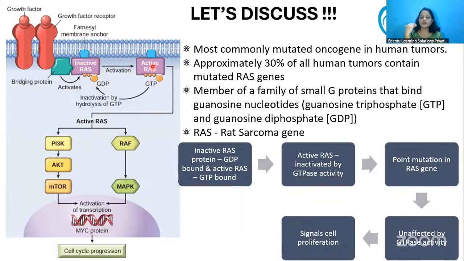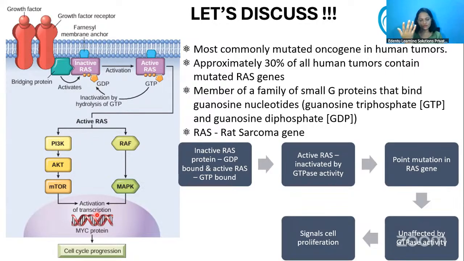But in case some kind of mutation, for example a point mutation, happens in this RAS, then it will get activated and this GTPase cannot degrade this RAS. It will further activate the RAF pathway and the MAPK pathway, and it will lead to release of MYC protein.